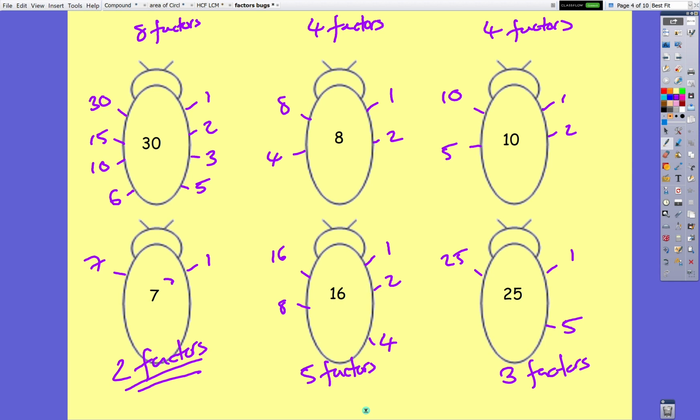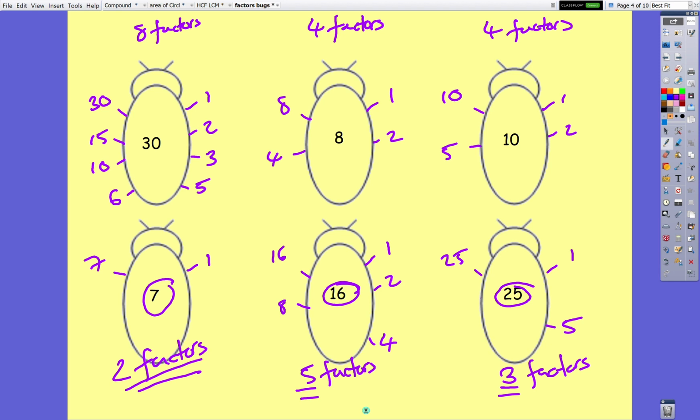So here 7 is what we call a prime number, meaning it's only got 2 factors. Okay, so 7, things like 3, 5, all those types of numbers have only got 2 factors, 1 and itself. Now 16 and 25, they've obviously got more factors, but they've got an odd amount of factors. And the reason for this is because this is a square number, and so too is this. Okay, so those are square numbers.